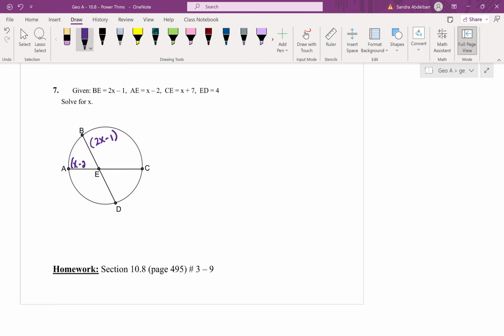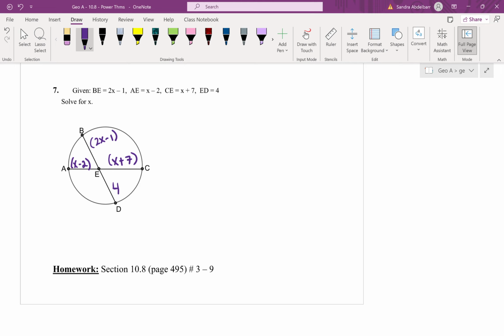So here we have BE is 2x minus 1. AE is x minus 2. CE is x plus 7. And ED is 4. The reason I'm going to do this one with you is because you are going to have no choice but to factor. And there will be something like this on your quiz when we get there. So you want to make sure you know how to do this. And at this point of the year, I really hope you know how to factor.